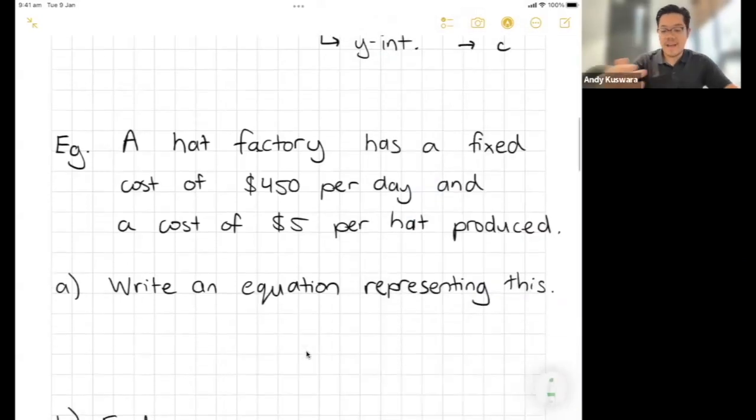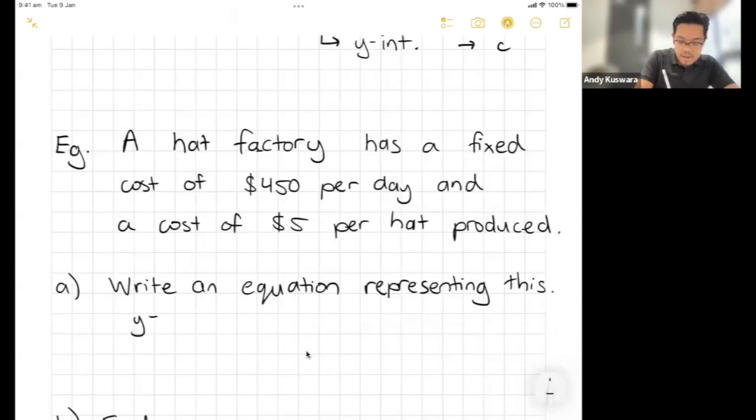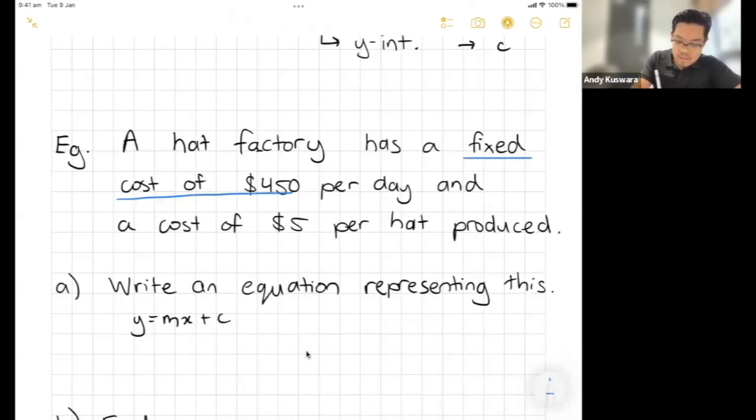It says a hat factory has a fixed cost of $450 per day and a cost of $5 per hat produced. So what we need to break down here is an equation, and I know it's going to be some version of y equals mx plus c. It says here that there is a fixed cost of 450. That's my hint that that's going to be my y-intercept. So it's going to be 450.